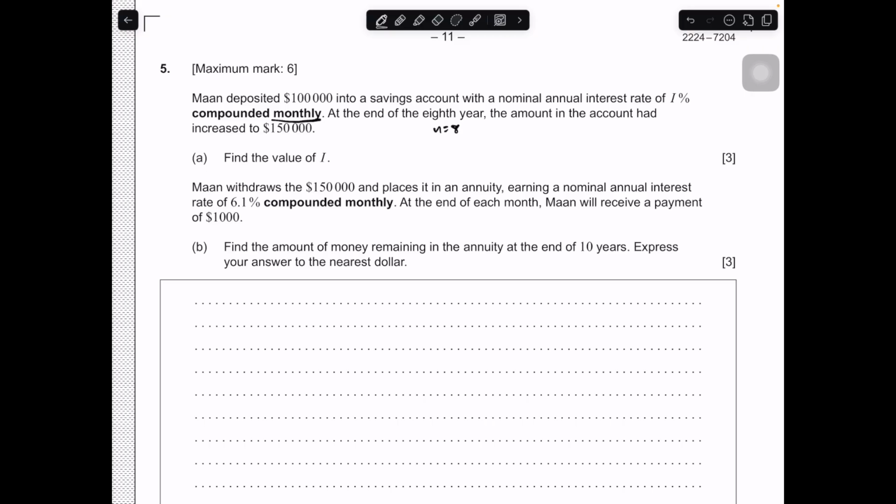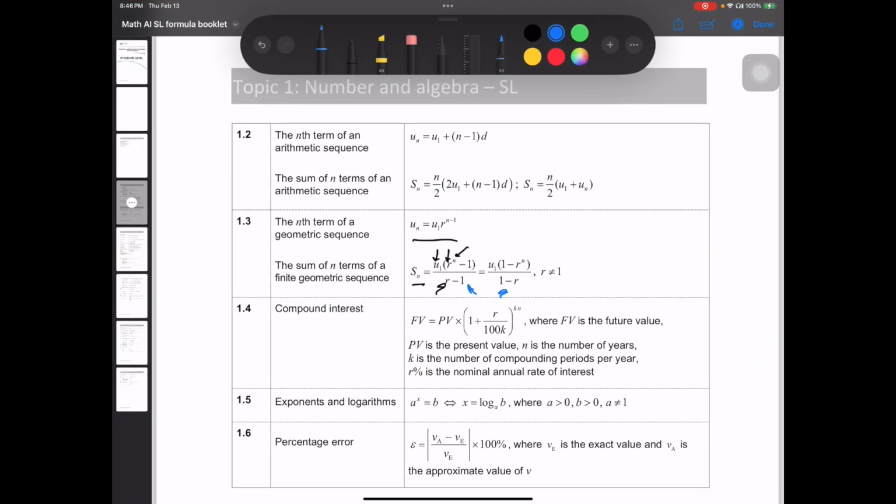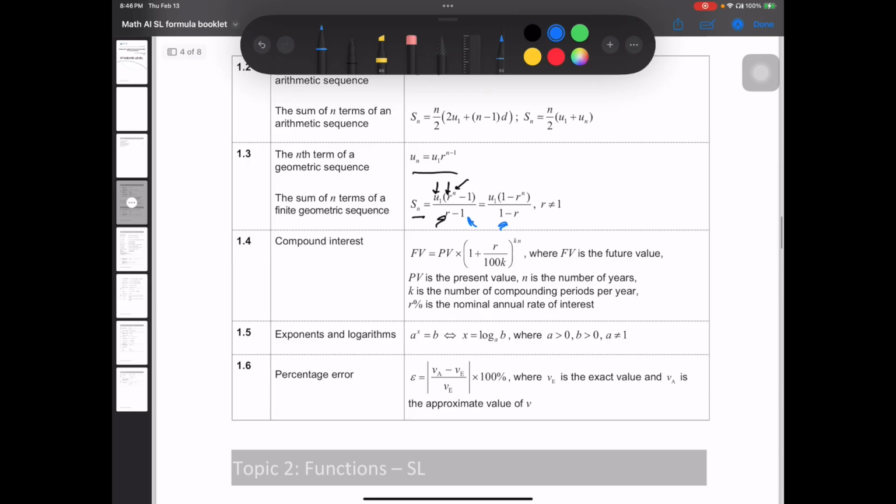Okay. Two different ways we can work this out. We can work this out using the financial solver or compound interest formula. I'll show you the compound interest formula here. It's actually right here, 1.4. It's nice because they give us these values. Present value, this is k, number of compounding periods, r is the percentage, the interest rate. So it's kind of nice. And FV is the future value.